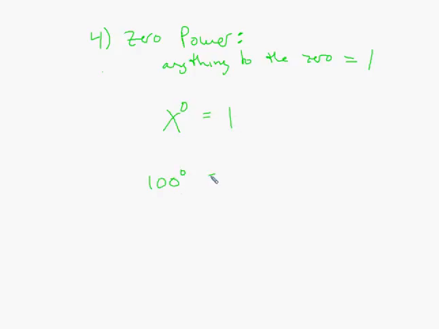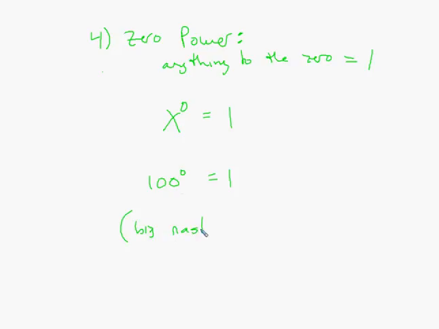Fourth rule, zero power. And pretty simply, anything to the 0 equals 1. Okay? Doesn't matter what it is. So if I had x to the 0, that's 1. 100 to the 0, that's 1.